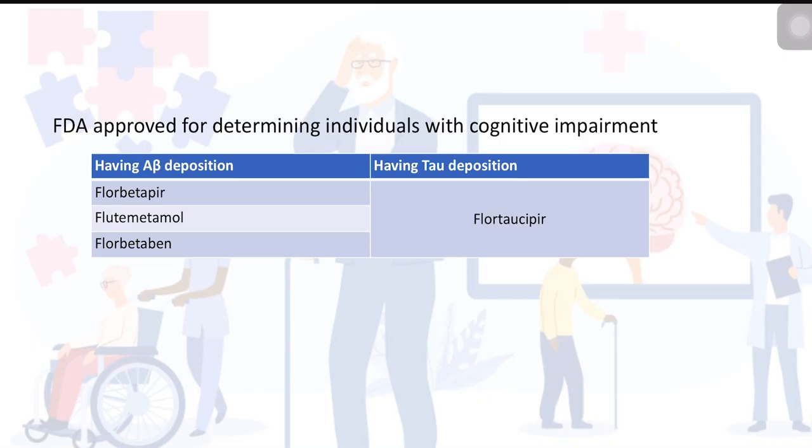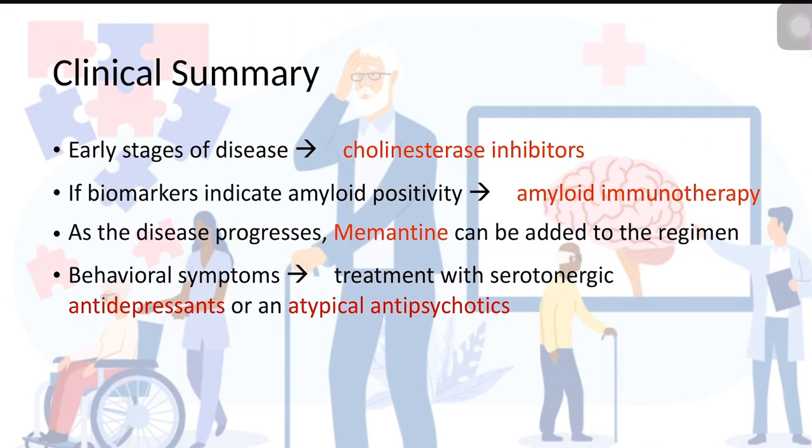First, as we have seen in the pathophysiology part, it is divided into two, extrinsic and intrinsic. When extrinsic, that is A beta deposition is happening, and intrinsic, tau deposition. For A beta, florbetapir, flutemetamol, florbetaben are the three drugs, and in case of tau deposition it is flortaucipir. So tau is there in the name only.